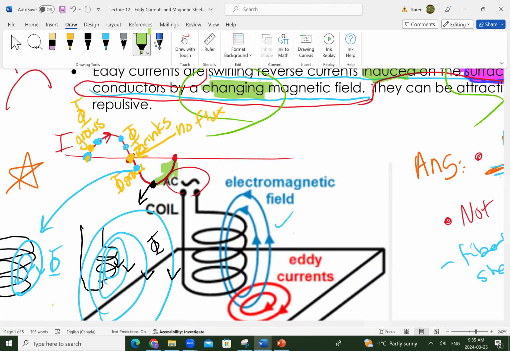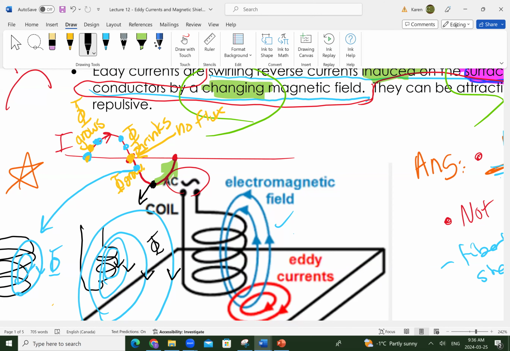Then it's going to hit zero, and then it's going to grow again, and then it's going to shrink again, and then it's going to hit zero. All right. So that's what's going to happen to our electromagnetic field.